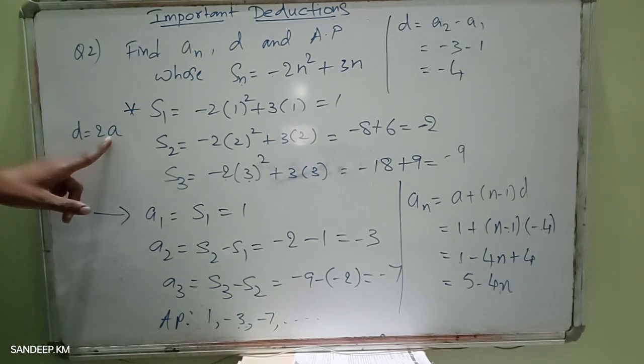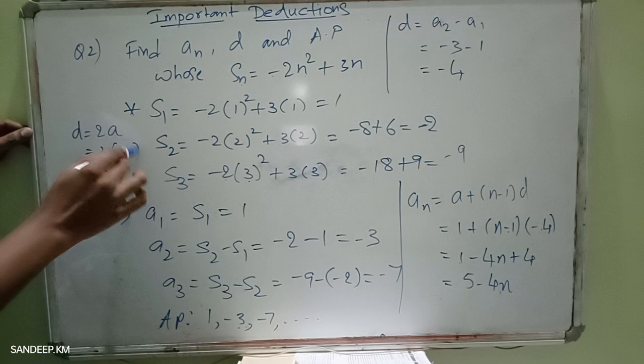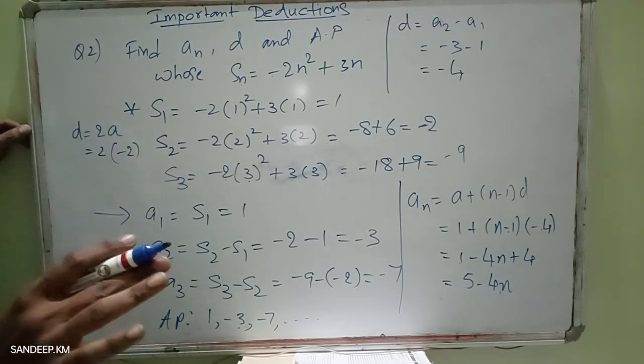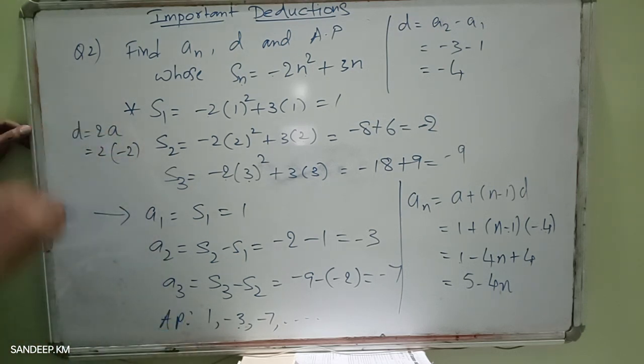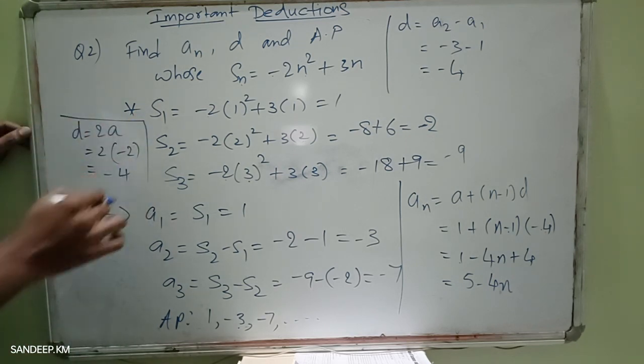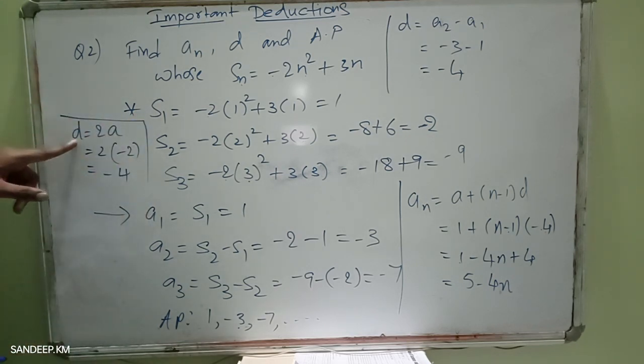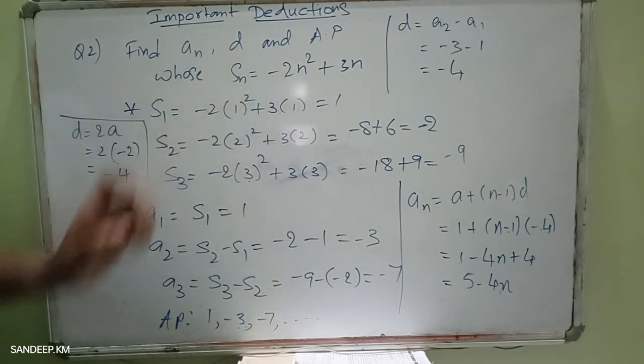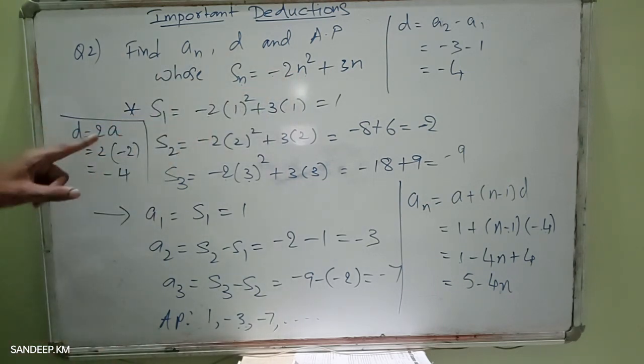What is it? Here a is the coefficient of n square, which is minus 2. 2 times a is minus 4. Please do not misunderstand this a with the first term. No, do not misunderstand it. So d is equal to minus 4. Is it correct? If I use this formula, I'll get the common difference directly. In this case, a means the coefficient of n square. Do not misunderstand this a with the first term. So this is our second problem.